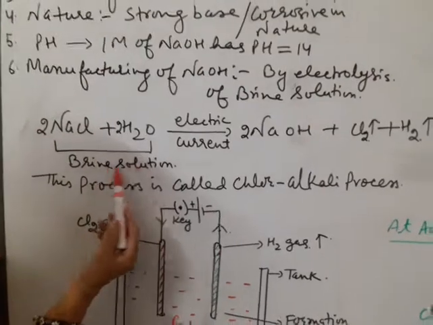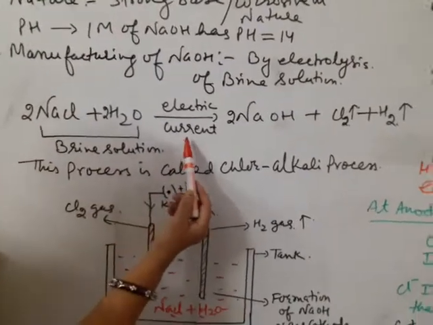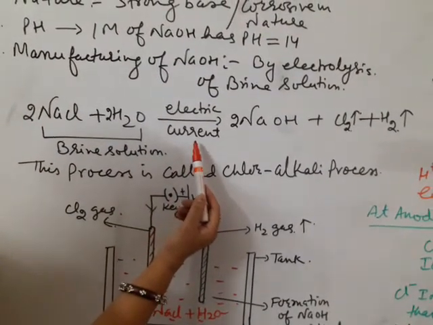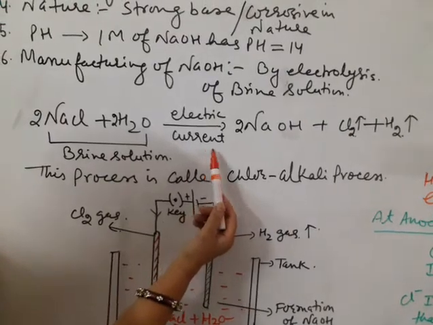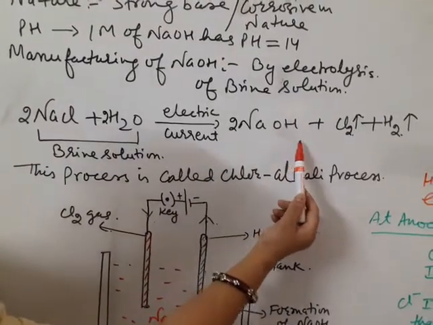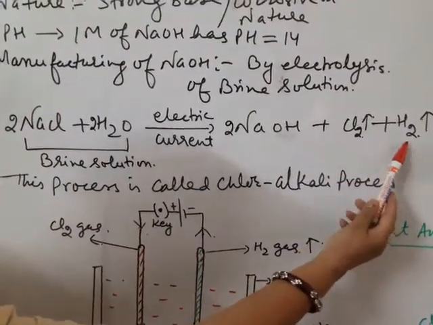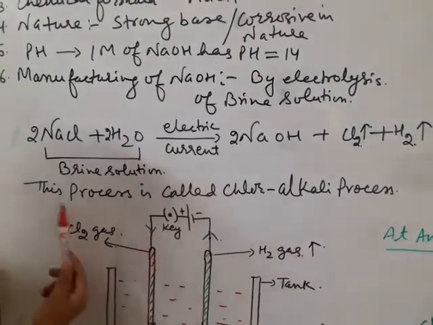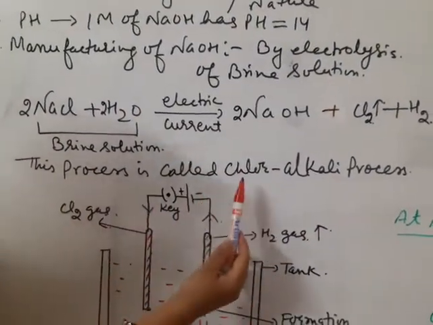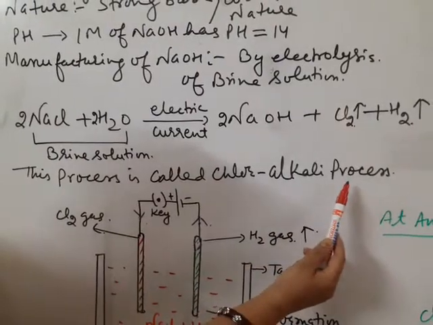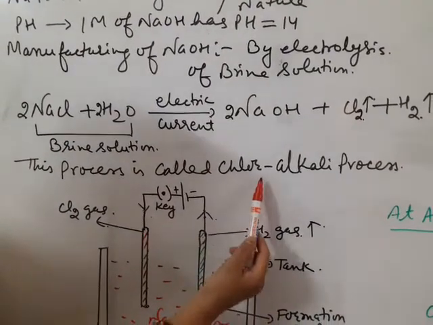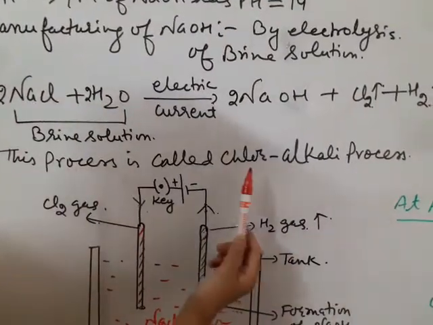When aqueous solution of sodium chloride is electrolyzed, that is when we pass electric current through this solution, sodium hydroxide, chlorine gas and hydrogen gas is formed. This process is called chlor-alkali process. Now why this process is called chlor-alkali process?